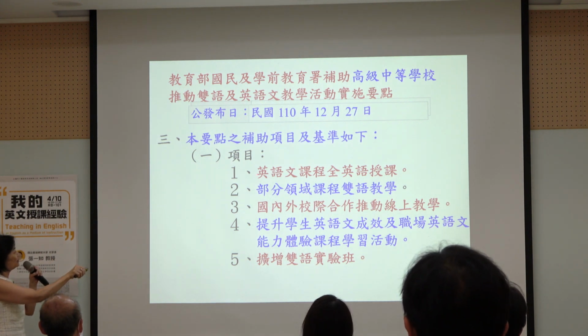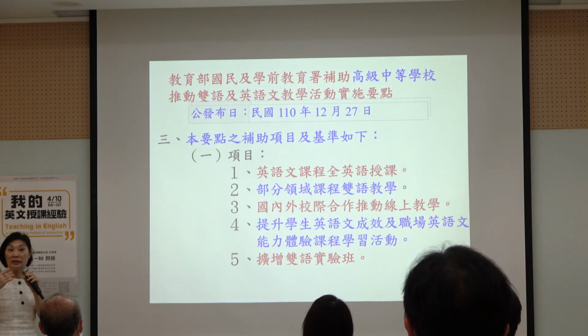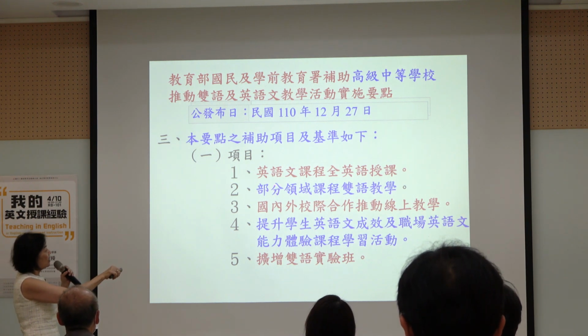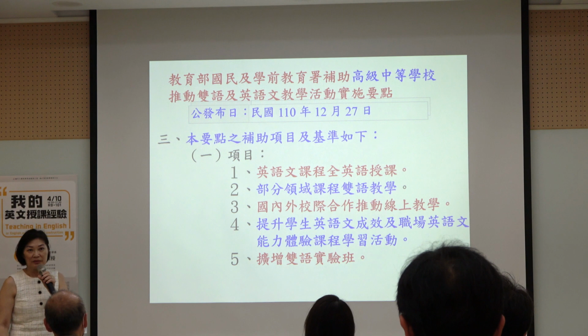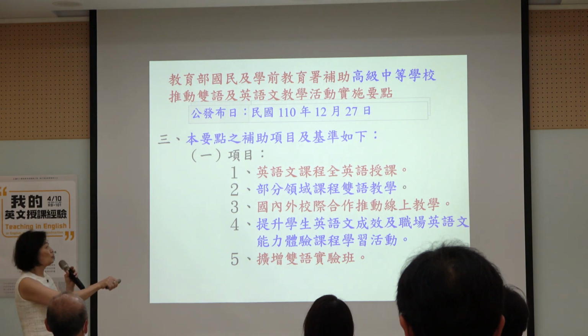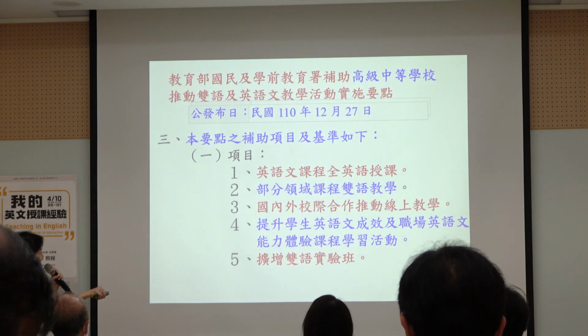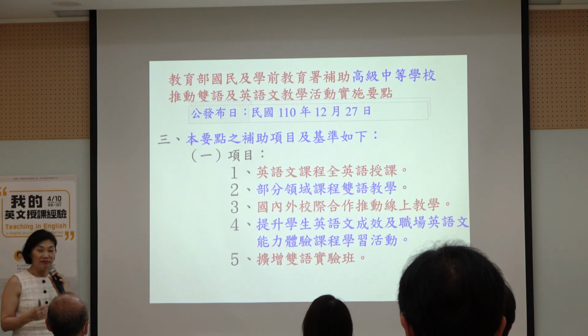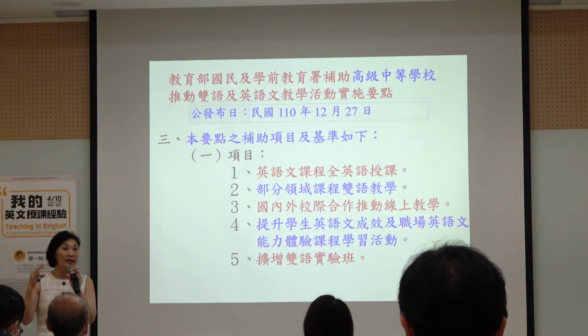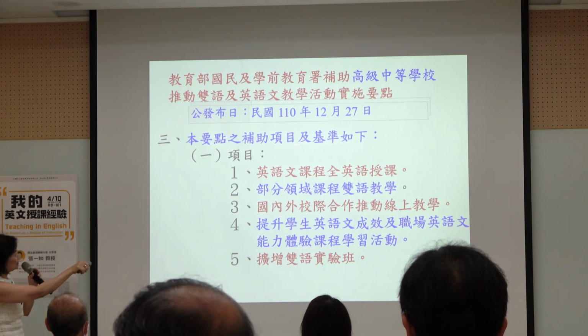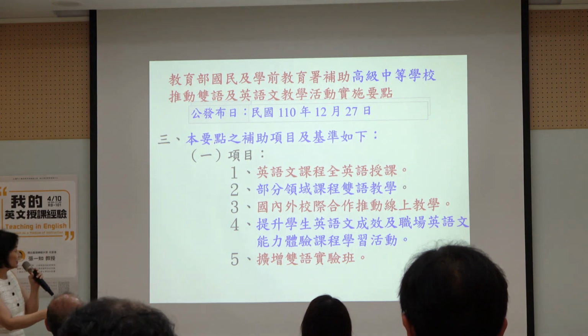And they have a few supporting things. First, they want the English courses to be all in English. That's the main goal, the number one goal. And the second goal is that some of the subject topics should be taught in bilingual. And some is okay. They even support having experimental classes for doing this. So this is the MOE's policy.